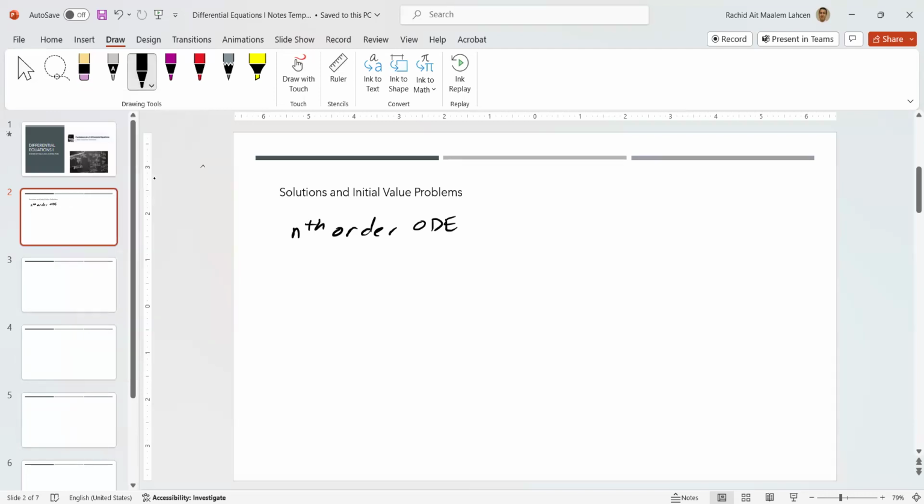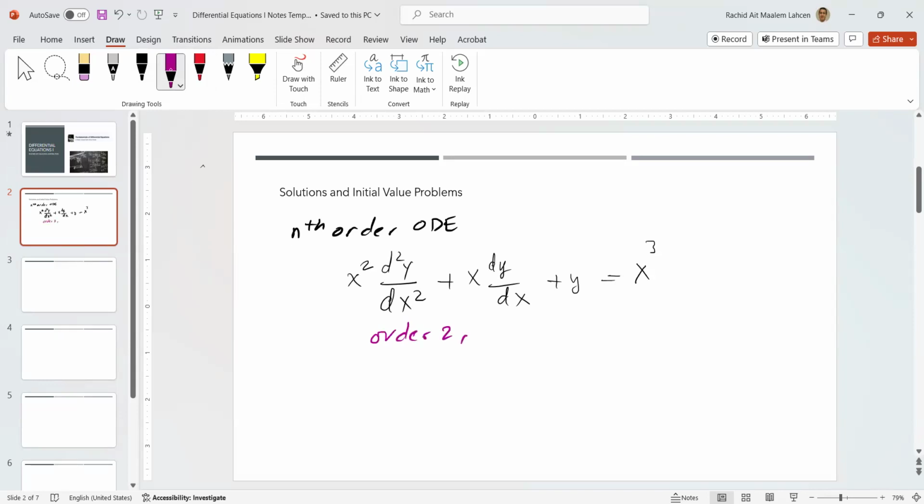with the other exponents. So if you have x squared times the second derivative of y with respect to x plus x times the first derivative plus y equal x cubed. Definitely here, this is a second order equation, the independent variable is x and the dependent is y.